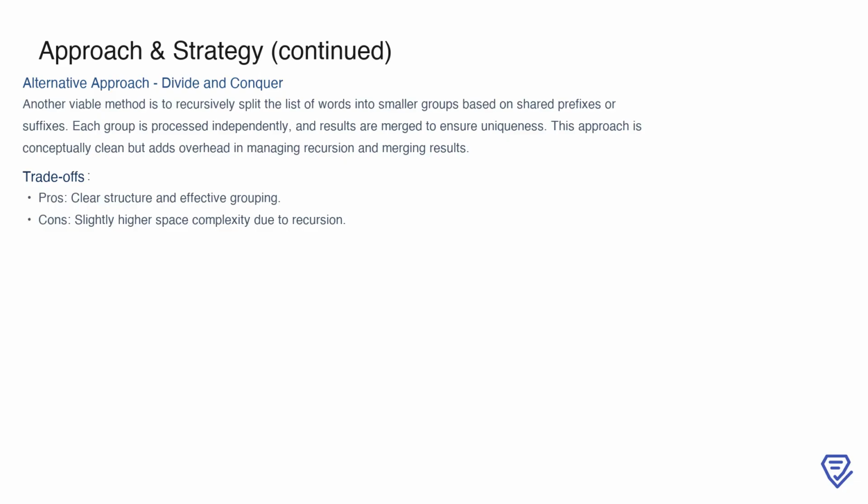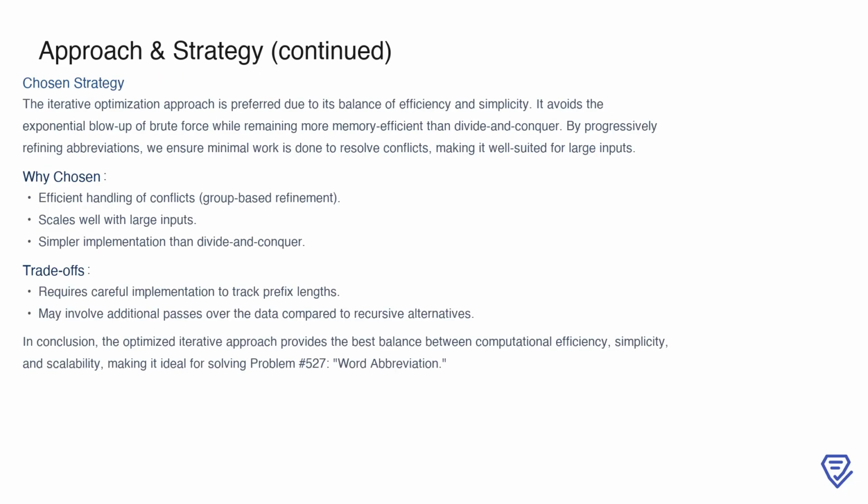While effective at grouping and resolving conflicts, it introduces additional overhead in managing the recursion and merging results. This can lead to slightly higher space complexity, as each recursive call adds to the memory usage. Despite its elegance, the added complexity in implementation and resource management makes it less efficient for this problem compared to the iterative optimization approach. After evaluating the options, the iterative optimization approach stands out as the best strategy for this problem. It strikes the right balance between efficiency and simplicity, avoiding the exponential blowup of the brute force method while being more memory efficient than the divide and conquer alternative.